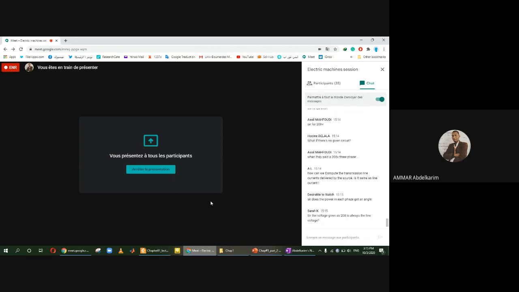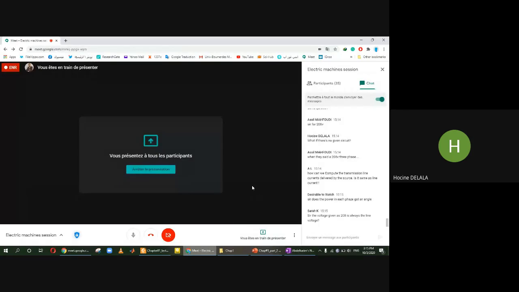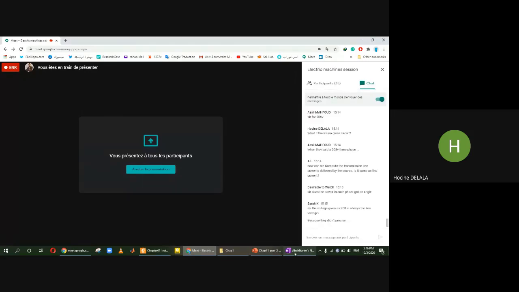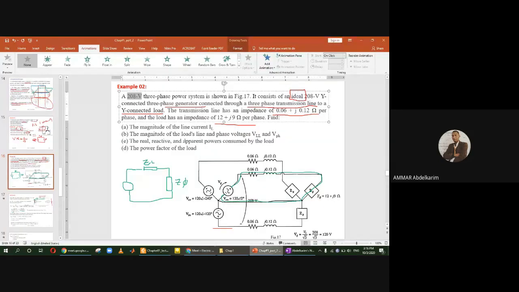Hussein. Yes, sir. My question is, for 208 volt, how do we know that it's line voltage in the beginning of the text of the exercise? Okay, it must be indicated. Maybe here it's not indicated because it's indicated in the figure. Yes, in the circuit. It must be indicated whether it's a line or phase voltage. It must be given. Okay, thank you, sir. It must be given in the circuit or in the data or whatever.